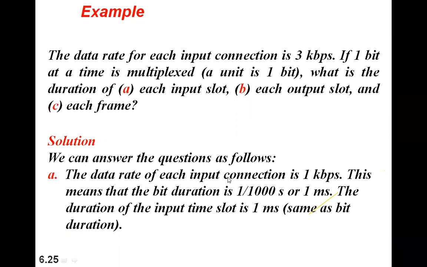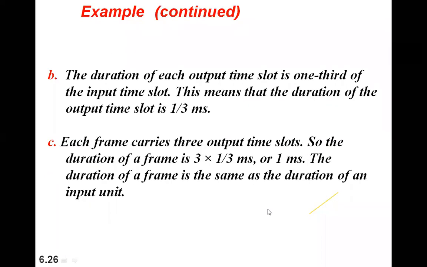The data rate of each input connection is 1 kbps, right? This means that the bit duration at the input is 1 divided by 1000 seconds, 1 millisecond. The time duration of the input slot is 1 millisecond, the same as the bit duration. Now, the duration of each output slot will be one third of it, right? So here it is 1 millisecond, then it becomes one third of a millisecond. Each time frame carries 3 outputs, so 3 multiplied by one third becomes 1 millisecond.